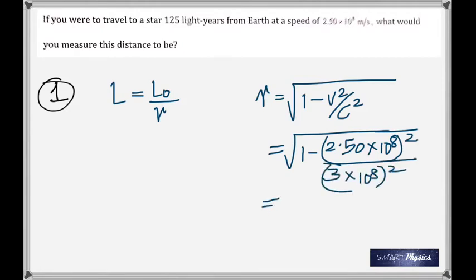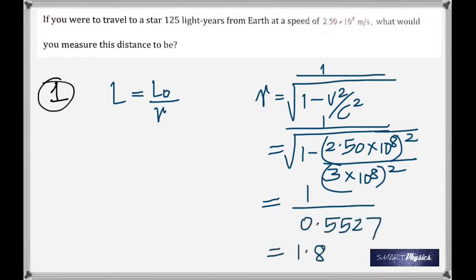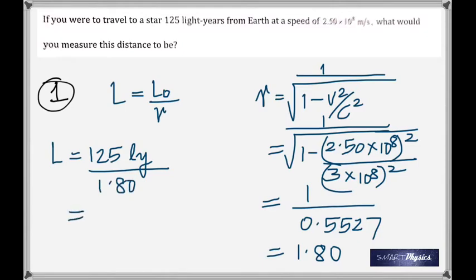And when you see that the velocity here is 2.5 times 10 to the 8, and c is always the velocity of light, when you put that in, you get 1 by 0.5527, which comes out to be 1.80. And therefore, the length would appear to be 125 light years, you always keep it in light years, divided by 1.8. That is 69 light years. So the distance would be measured to be 69 light years.